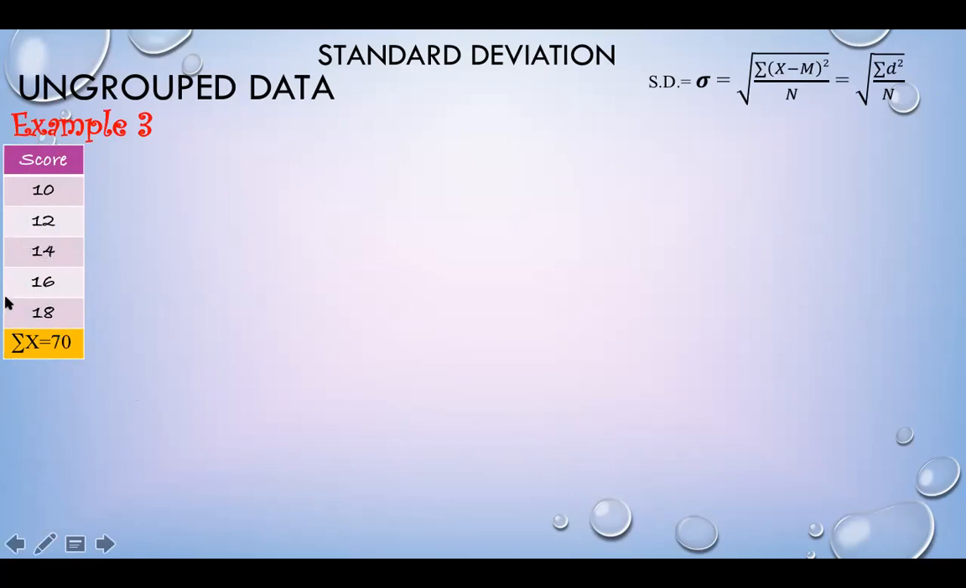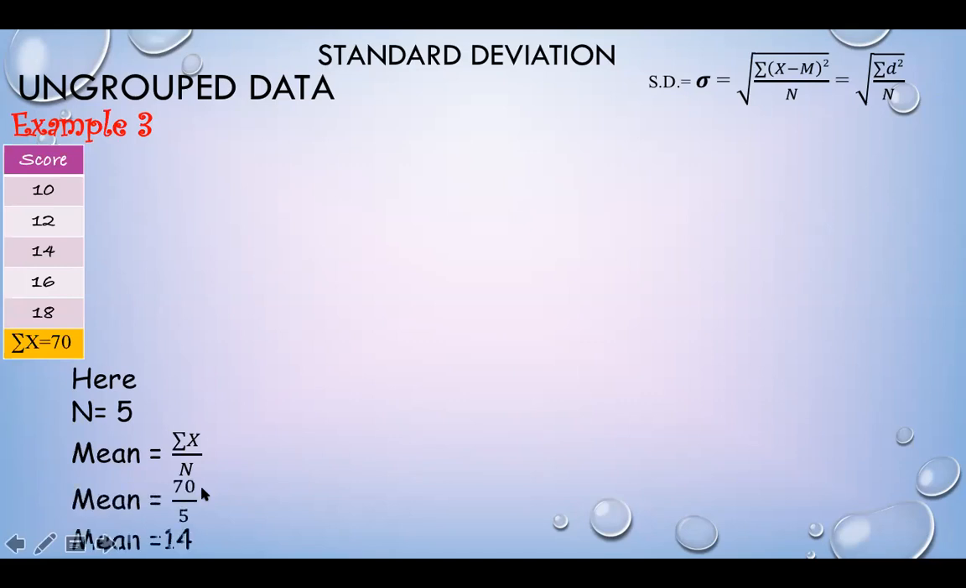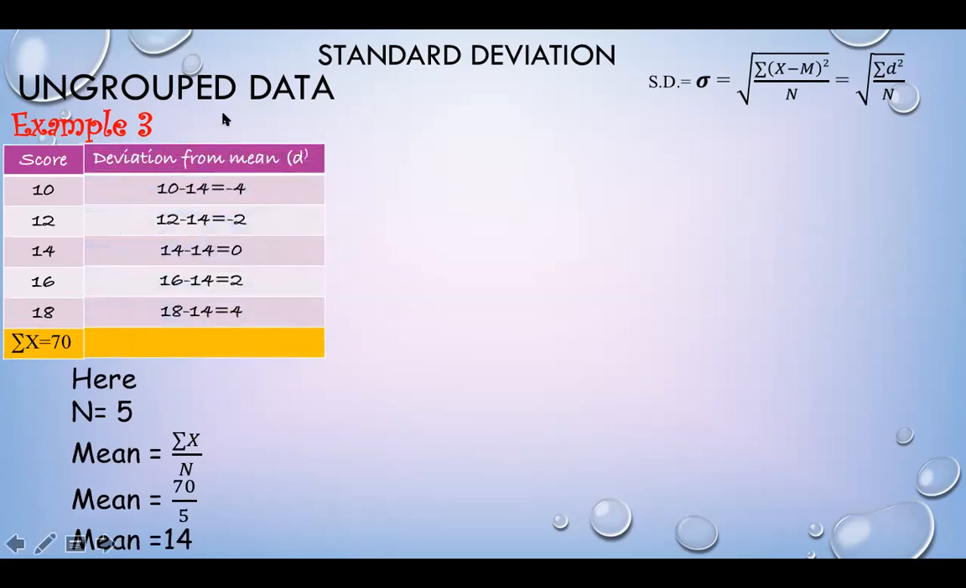And how to find the mean of these observations? It is the summation of x divided by n. Here the summation of these observations is 70 and n is equal to 5. So 70 divided by 5, the mean comes out to be 14. Now we have to find the deviations from the mean. That means 10 minus 14, 12 minus 14, 14 minus 14, 16 minus 14, and 18 minus 14. You can see some deviations are in negative form and some deviations are in positive form.